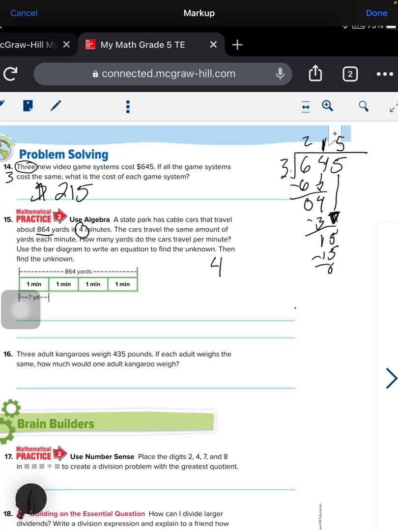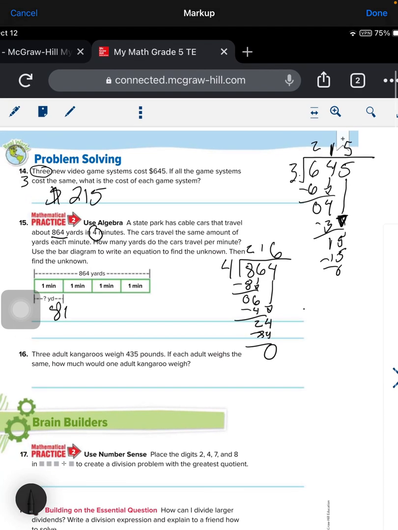Let's go 4, because there's 4 minutes, and that's the yardage, 864. 4 will go into 8 twice. 2 times 4 is 8. 8 minus 8 is 0. Bring down the 6. 4 will go into 6 once. 1 times 4 is 4. 6 minus 4 is 2. Bring down the 2. Bring down the 4. 4 will go into 24 6 times. 6 times 4 is 24. Works it out beautifully. So 864 divided by 4 equals 216.